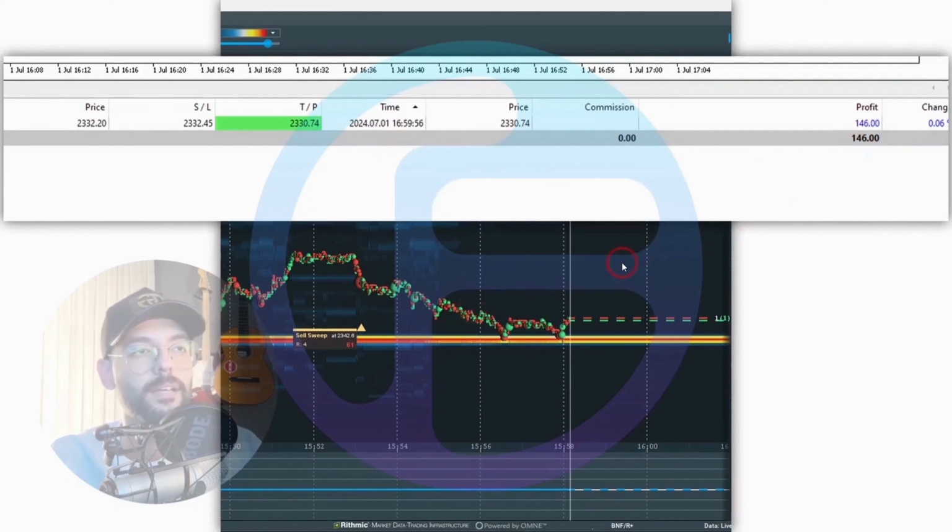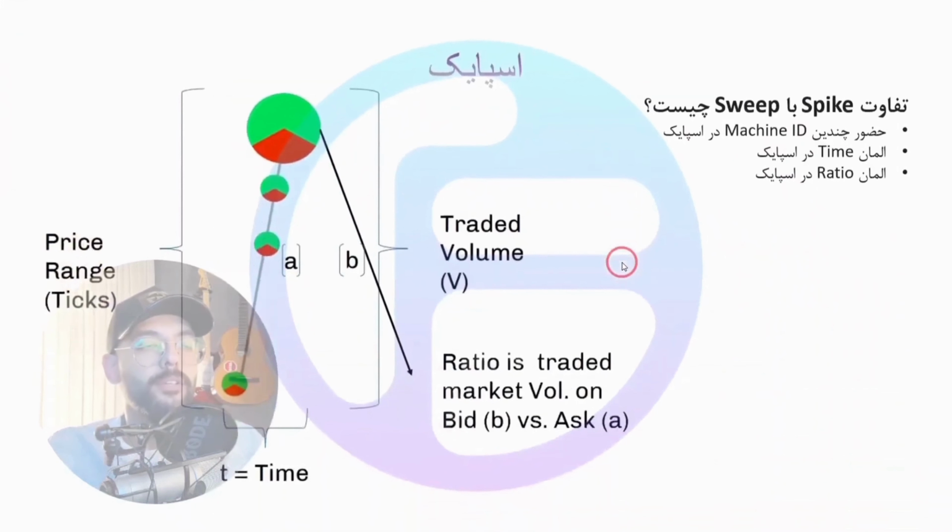And that's that. Let's go ahead and get started because I want to talk about spikes in detail. The main reason I included spikes in this session is because of their similarity to sweeps, which is an important point to understand.